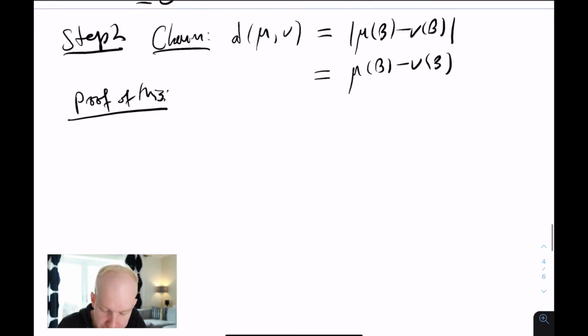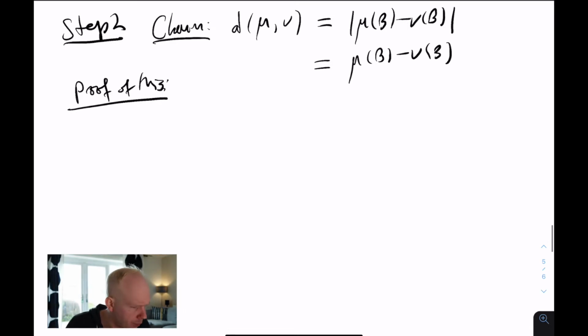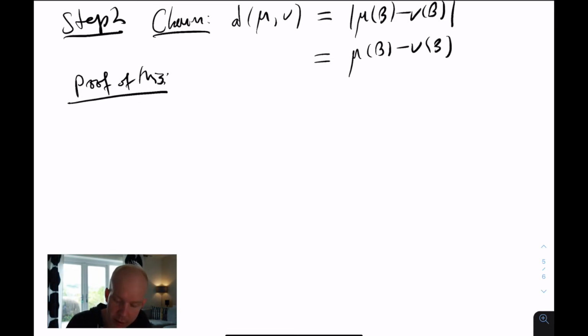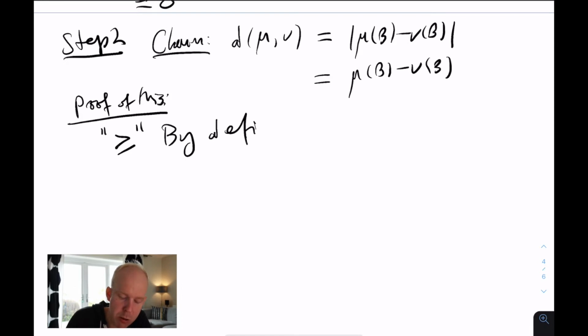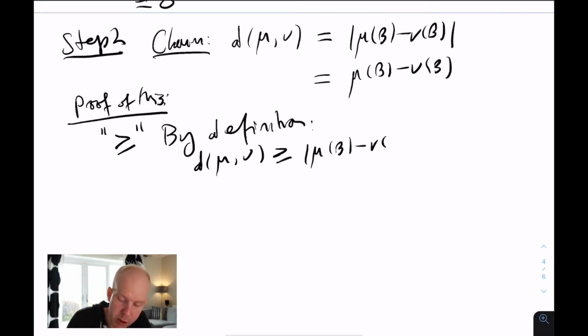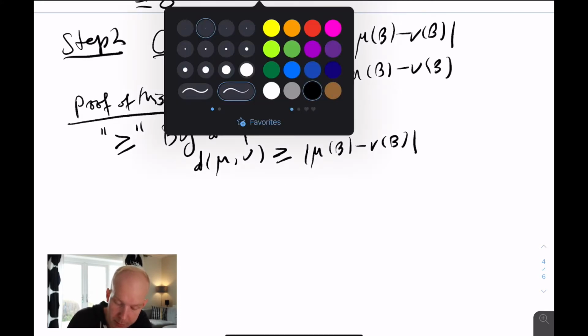The first thing is, how do we prove that something maximal is equal to this? Well, first of all, the lower bound. If we bound it from below, by definition this d_TV is at least mu(B) minus nu(B), because B is a subset of Z_p, so this is equal to that expression. So this is all okay.